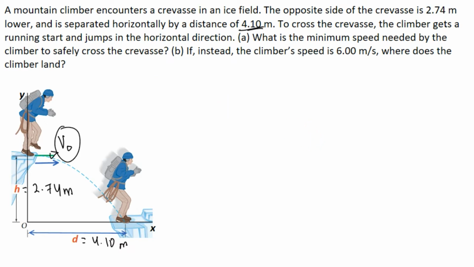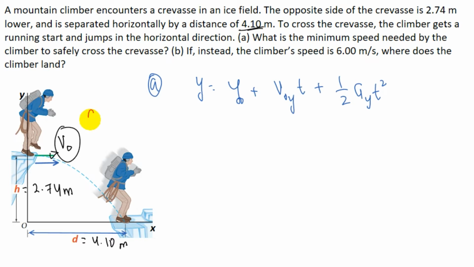To solve this question, I'll be using the fundamental equations, which are the position as a function of time in the x and y directions respectively. In the y direction we have y equals y naught plus v naught y times t plus 1 over 2 times a y times t square. Now when the climber is jumping, the climber is in free fall, and the only acceleration on the climber is acceleration due to gravity, which is in the downward direction.